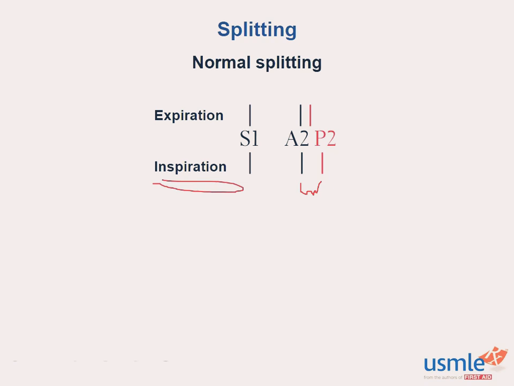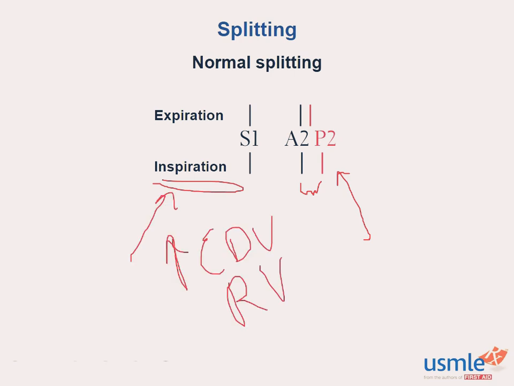So why does this happen? Why does inspiration split the S2 into aortic and pulmonic components? Why is it more distinct, and why can we hear or appreciate it during auscultation? Well, the reason is the pulmonic valve actually closes later than the aortic valve, so we can hear the distinct sound. It shuts later because there is an increase in end diastolic volume in the right ventricle after inspiration. So let's think about that for a second. Why does this happen?